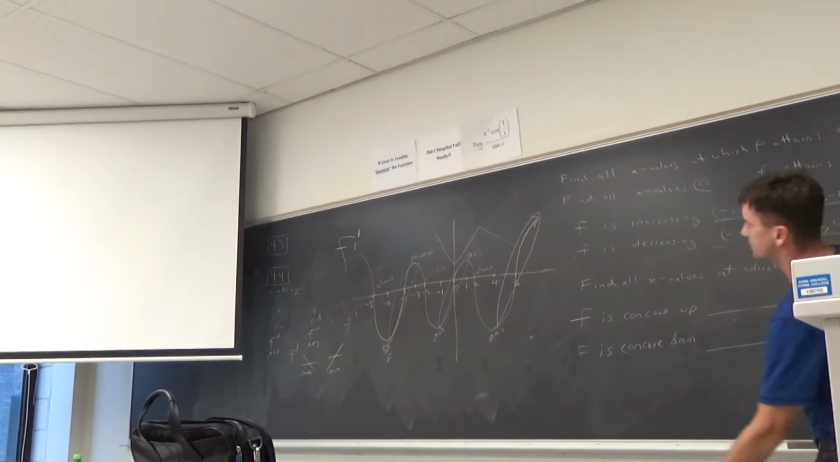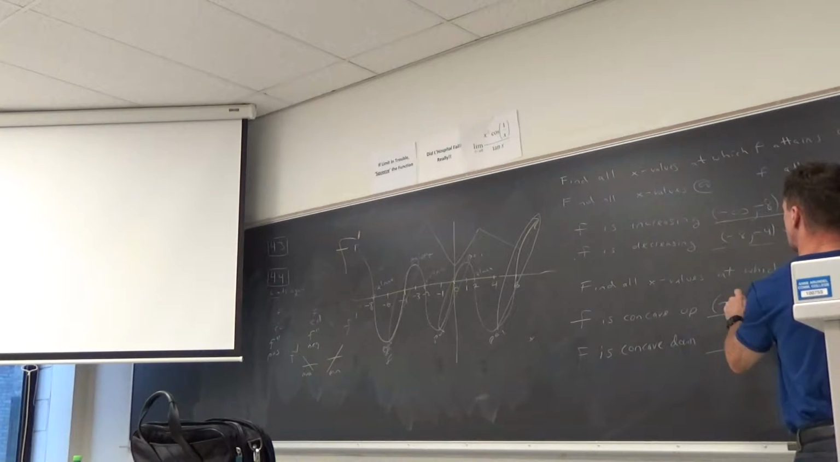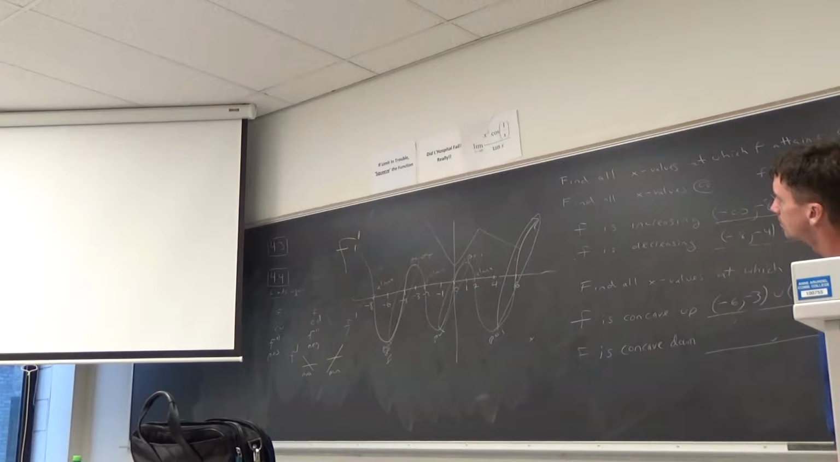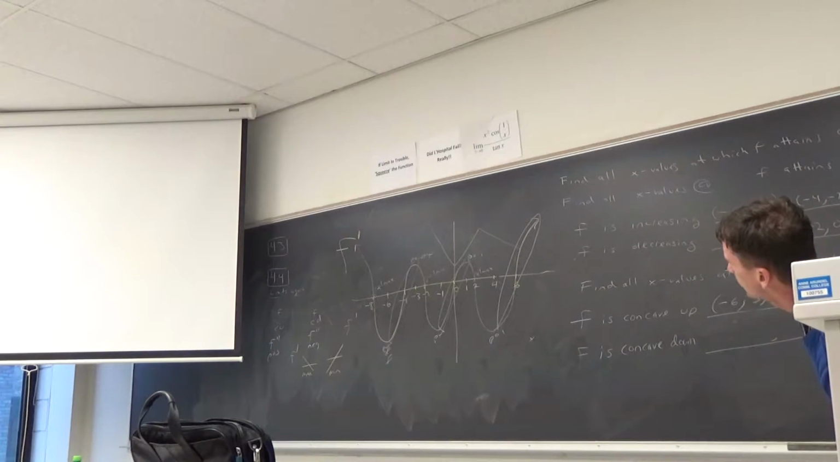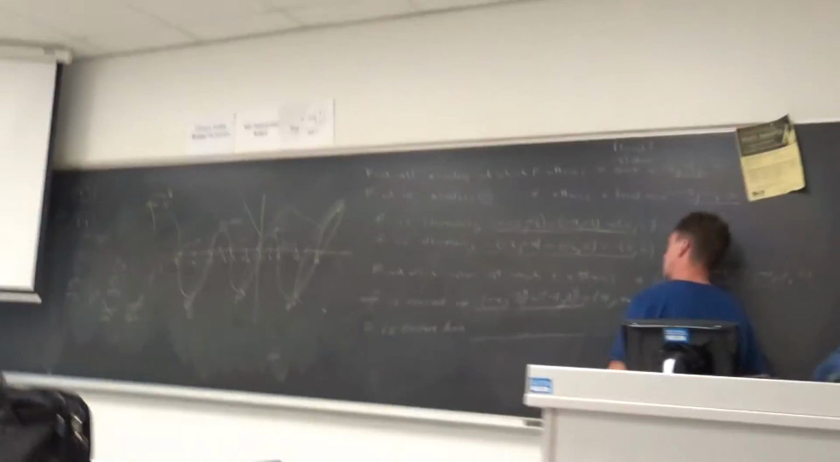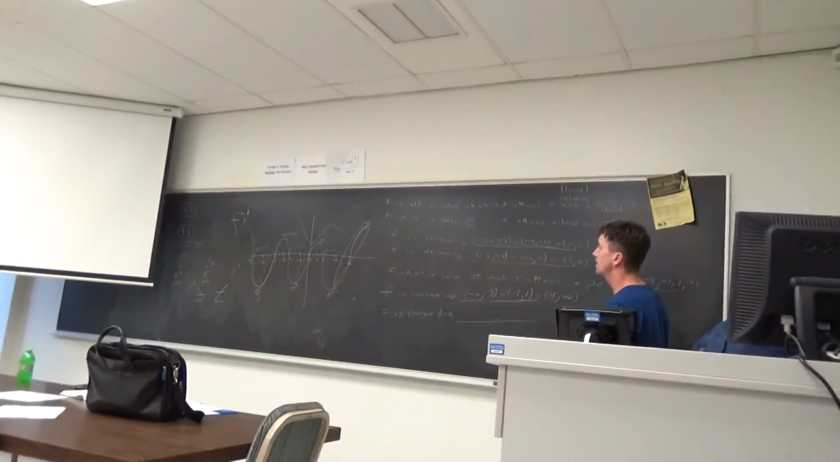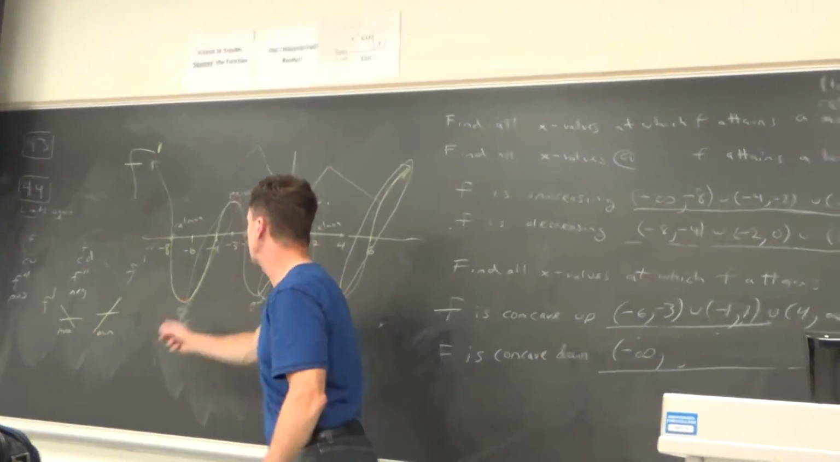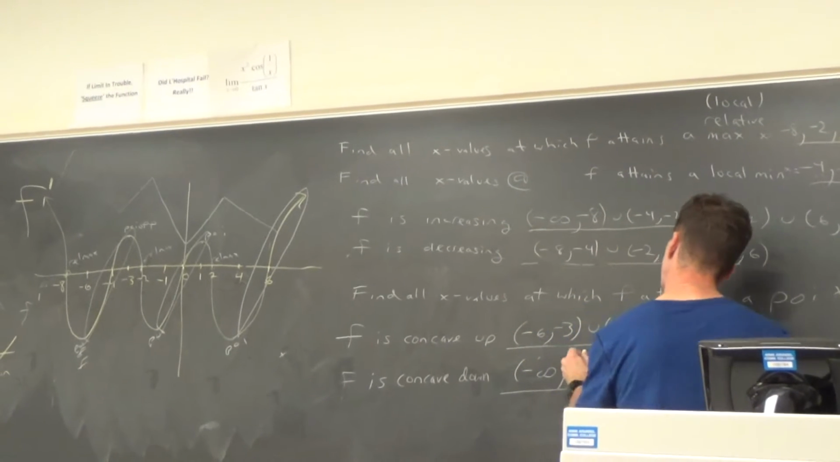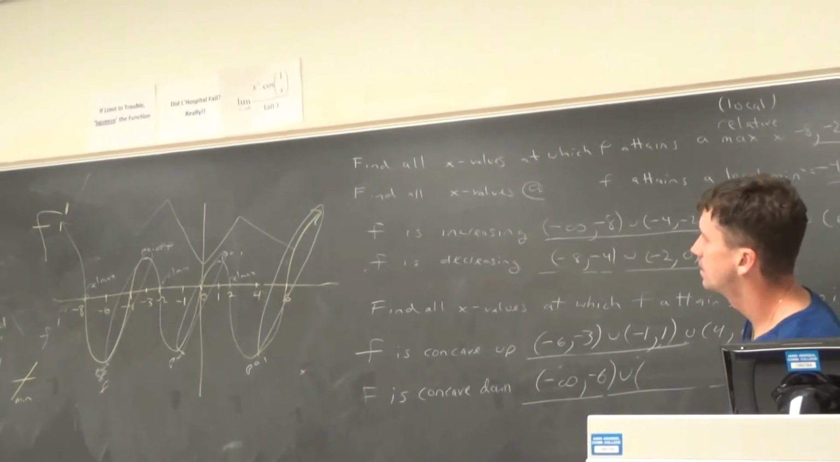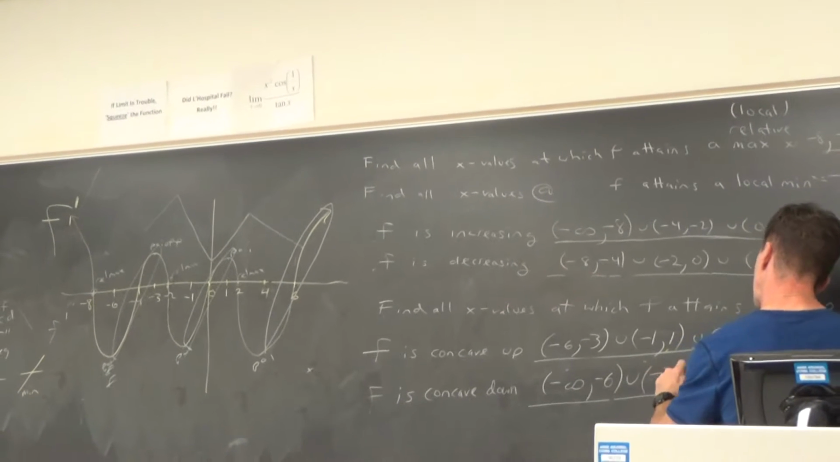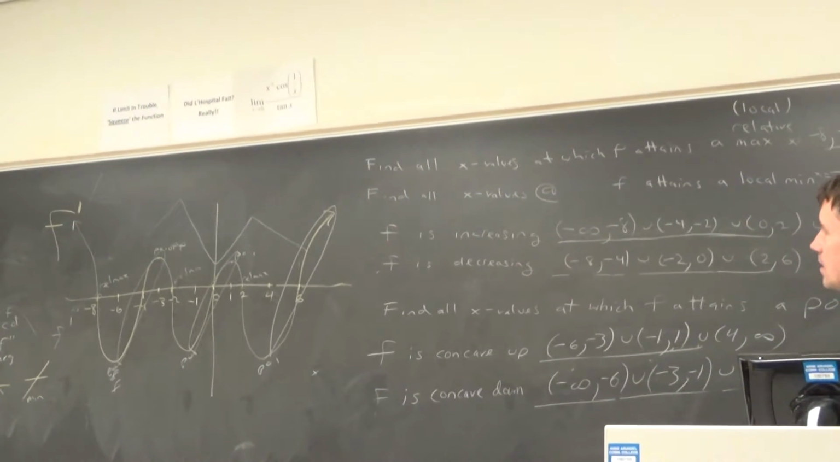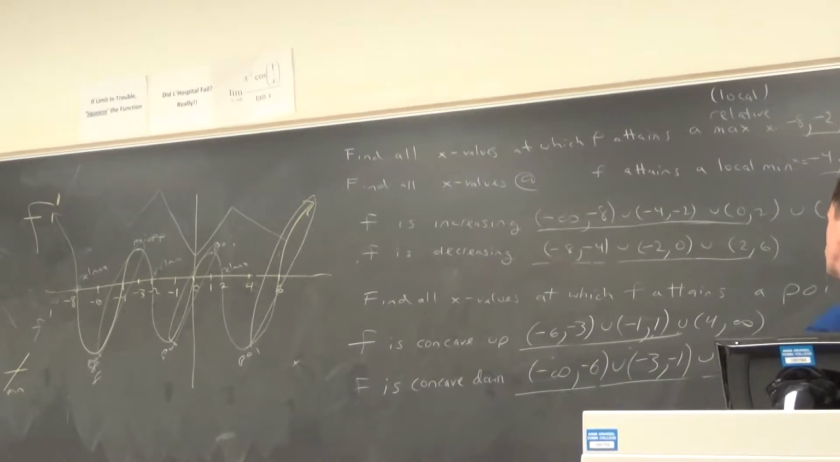So here we go. From -6 to what? -3. Union, what was that? -1 to 1, and 4 to infinity. Cool. Then concave down. Okay, -infinity all the way to -6, union -3 to -1, union 1 to 4. Wonderful.